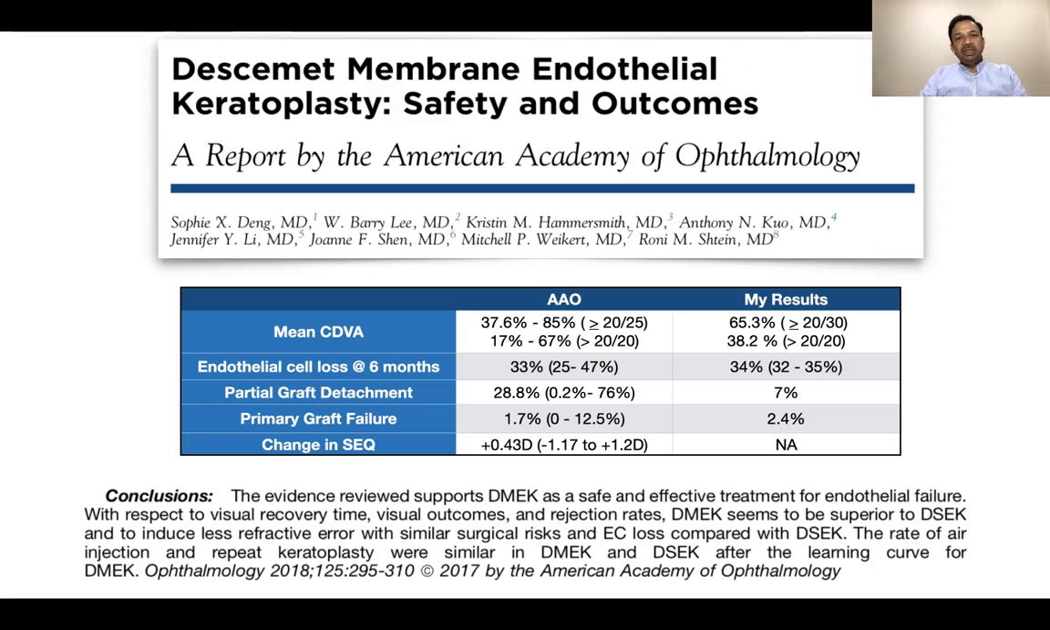In comparison, if you look at the DMEK outcomes, you find that a greater percentage of patients achieve 20/20 or better, almost about 17 to 67% who are 20/20 or better. The endothelial cell loss is comparable to what you see with DSEK. Partial graft detachment is a little higher, on an average about 28%. It was 10% for DSEK. And the primary graft failure rate, especially in the learning curve, is approximately around 2%.